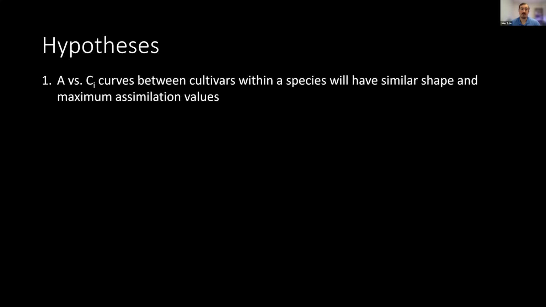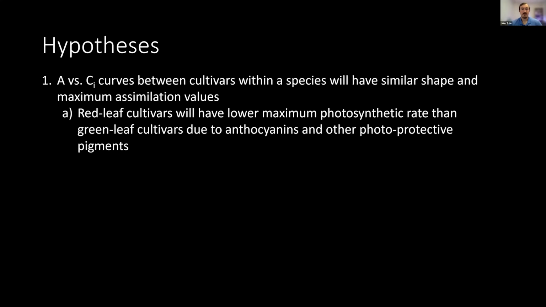Some hypotheses we had going into this were that the maximum assimilation values between species would be quite different. There are some species that are simply more productive than others on a per-area basis, but the different species will have similar shapes: a linear initial response and then an asymptotic maximum photosynthetic rate that is pretty typical of the figures we've already seen.